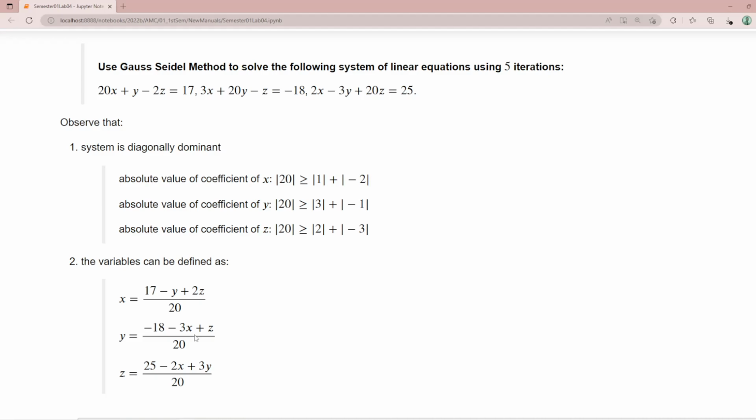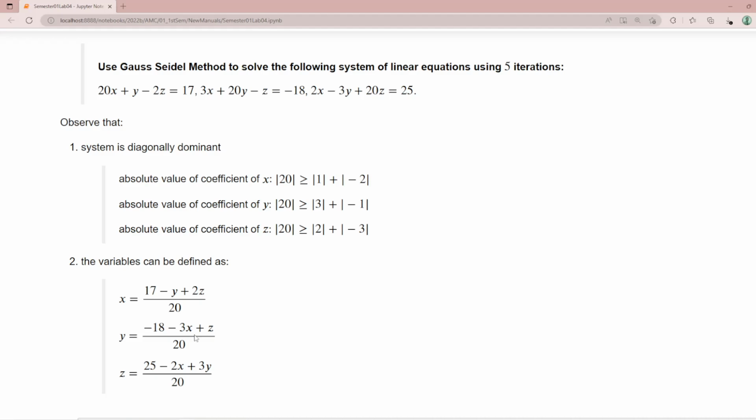In the second equation, the coefficient of x is 3, the coefficient of y is 20, the coefficient of z is negative 1. And in the second equation, we are interested in harvesting the variable y.